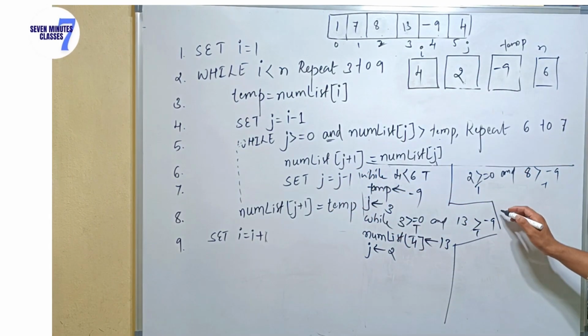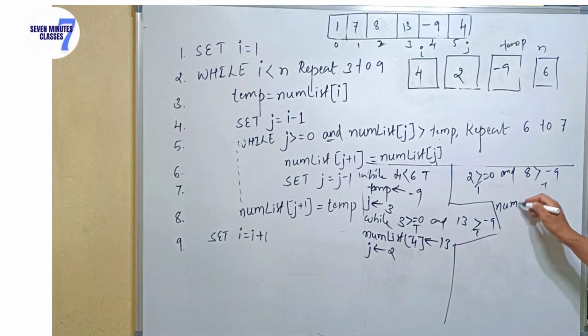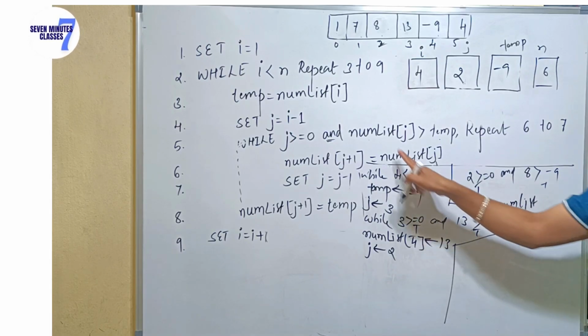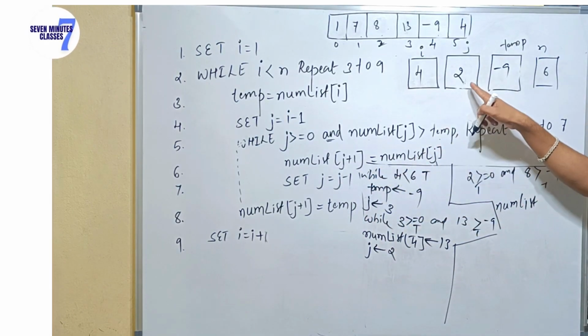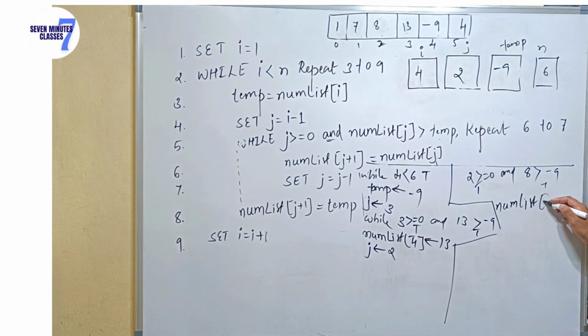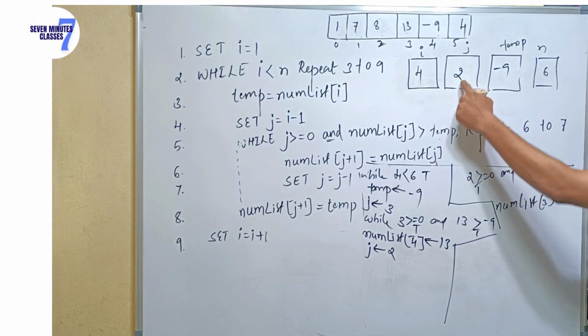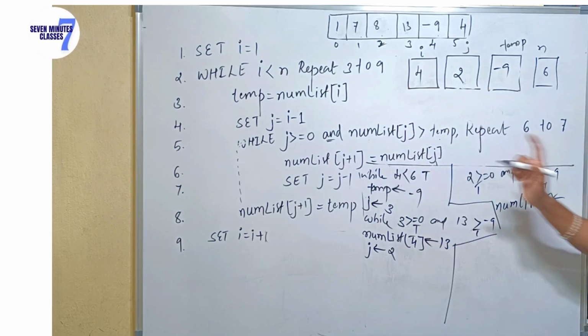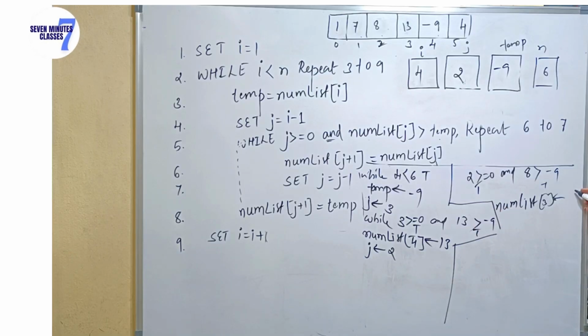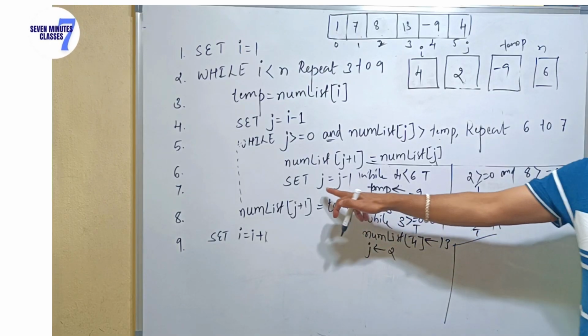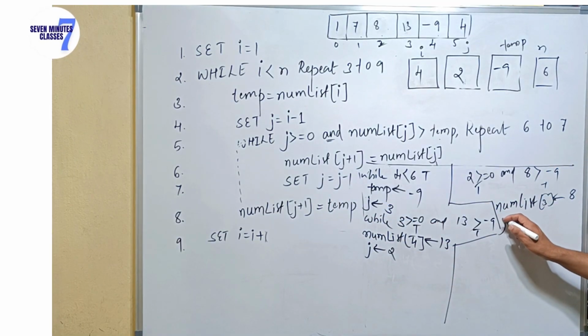What is there? Num list of j plus 1. What is j? 2. 2 plus 1 is 3. So in this, num list of j, what is the value of j? 2. Num list of 2, what is num list of 2? 8. I write 8. Getting this? Now, again I have to change the value of j. What is the value of j become?